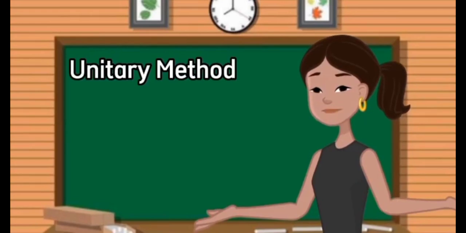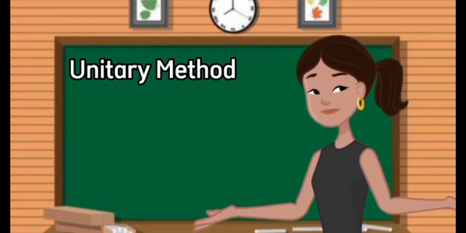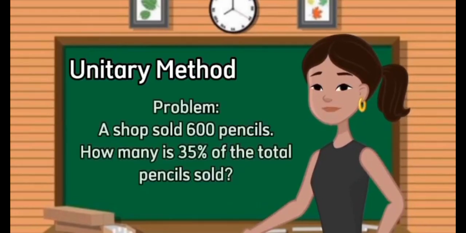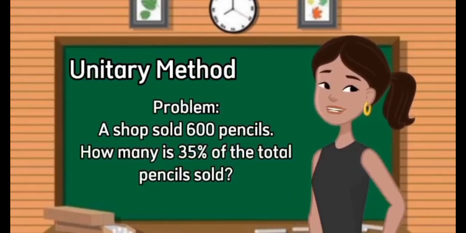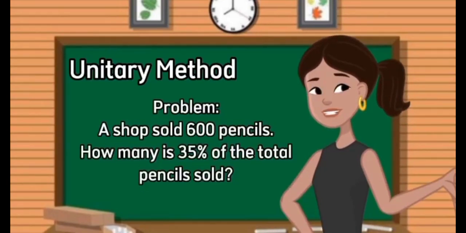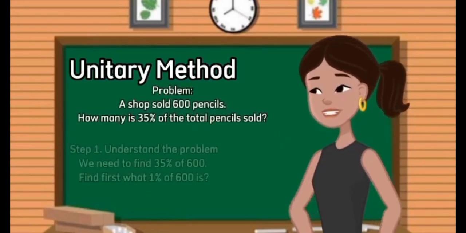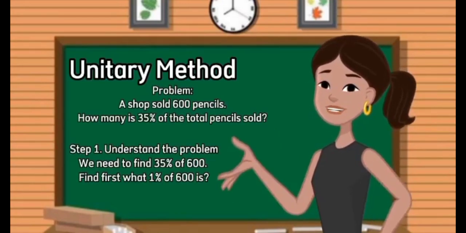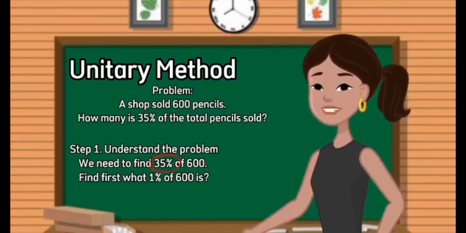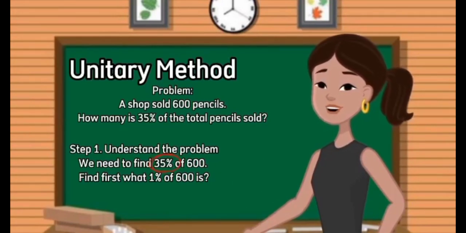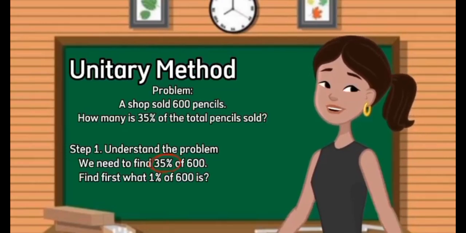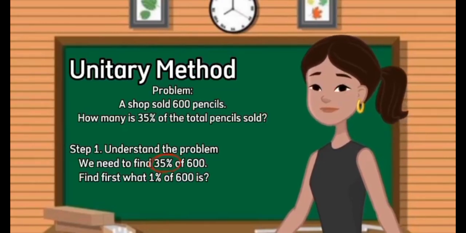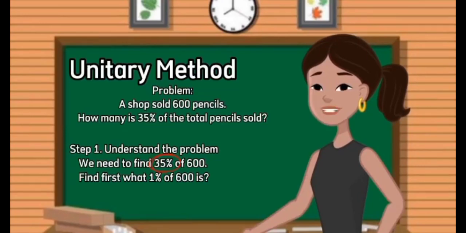Let's say, for example, our problem is: a shop sold 600 pencils. How many is 35% of the total pencils sold? In step 1, we must understand the problem. We need to find 35% of 600. Using the unitary method, we will first find what 1% of 600 is.